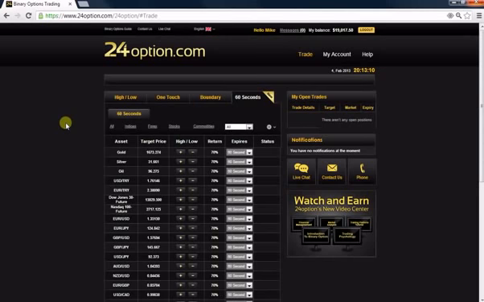24options is another one of our favorite trading platforms. We made really nice money with them. One of the reasons we've made a lot of money with them, and something that we like about their platform that not all platforms offer, is that in the 60-second options tab, it allows you to really choose exactly how much you want to invest.